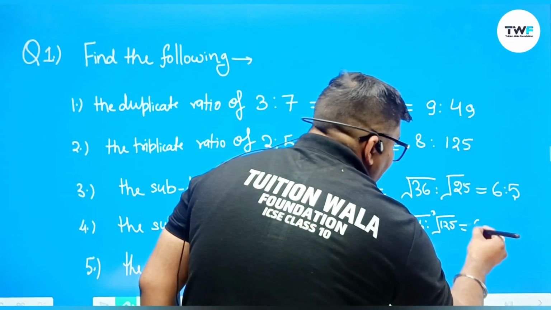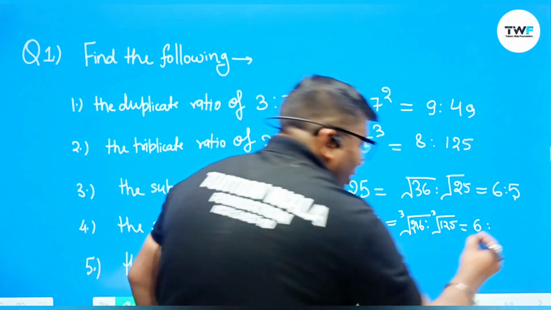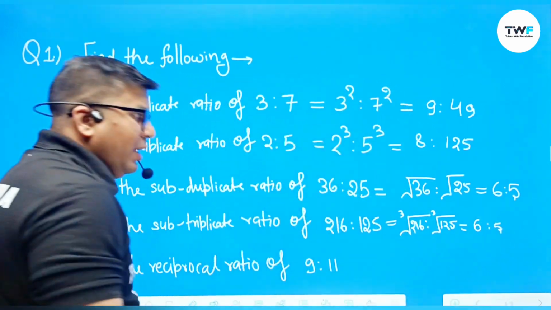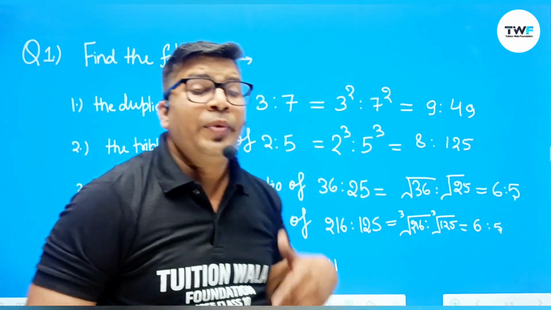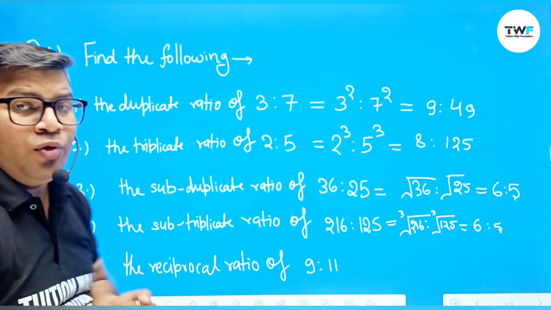You have studied in the previous classes, and the cube root of 125 is 5. Then the answer will be 6 ratio 5. And we are moving on to the last question, that is the reciprocal ratio of 9 ratio 11.